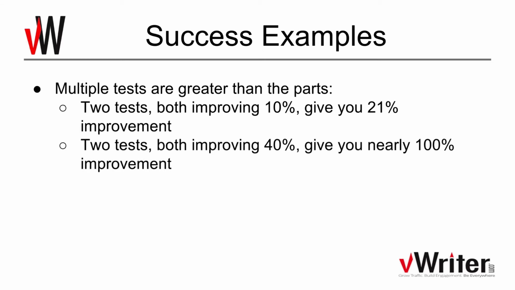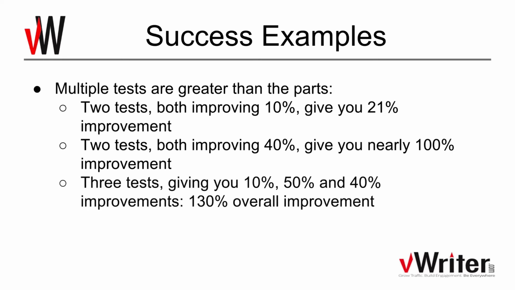So if you have a couple of tests that both improve by 40%, they combine to give you nearly 100% improvement. And the more tests you run, the bigger that improvement becomes over time. So if you have 3 tests that give you 10%, 50%, and 40% improvement, you're looking at 130% overall improvement. So the numbers just get bigger the more you go on.